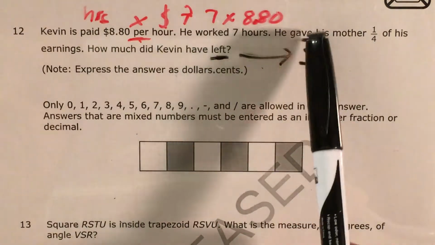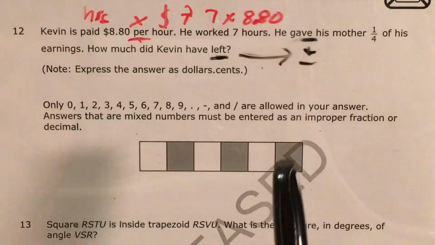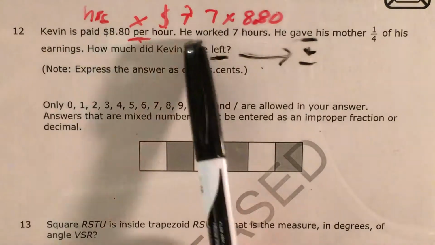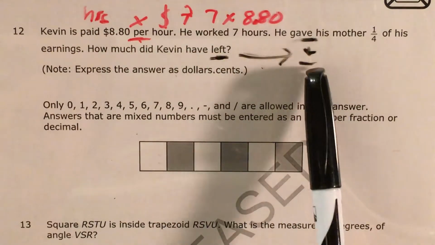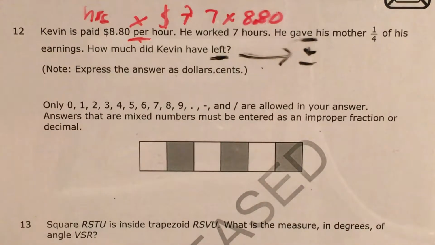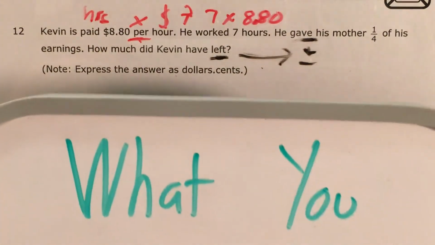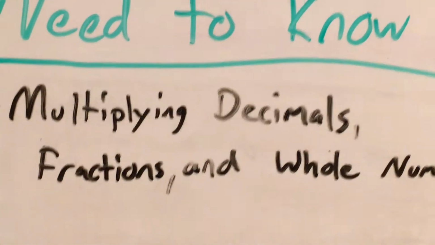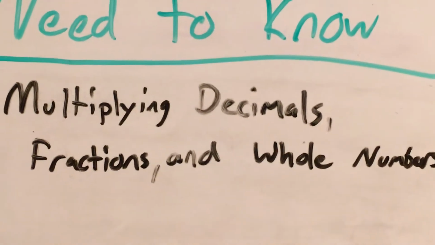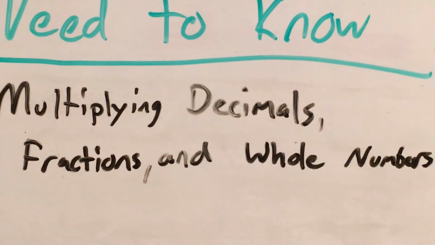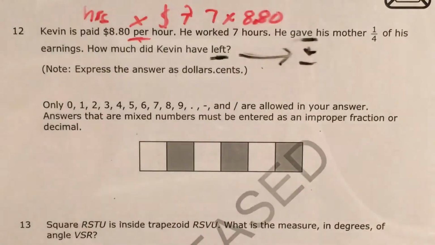Now, I've pointed out another couple keywords. If he gave his mother 1/4 of his earnings, we're supposed to figure out how much he had left. Those two words together tell me that I'm going to have to do some subtracting at some point. So, in order to do a question like this, the biggest skill, we are going to do some subtraction, but we're going to have to multiply decimals, fractions, and whole numbers. We're going to be working with all three in this question. It's a bit of a doozy, but we're going to work through it.